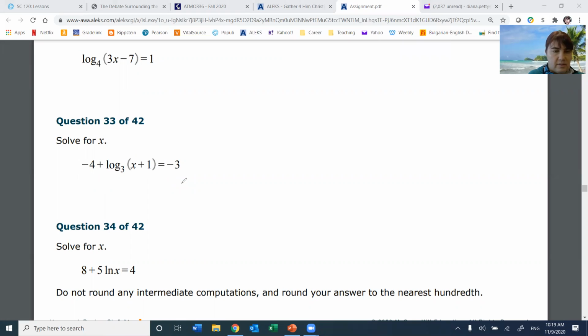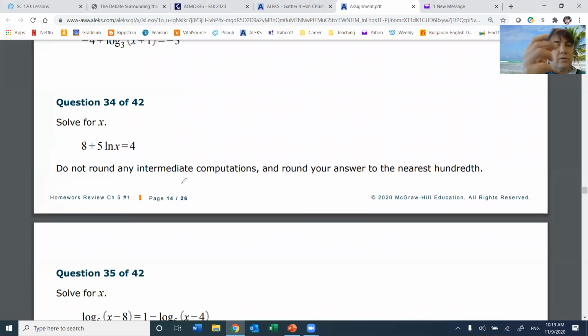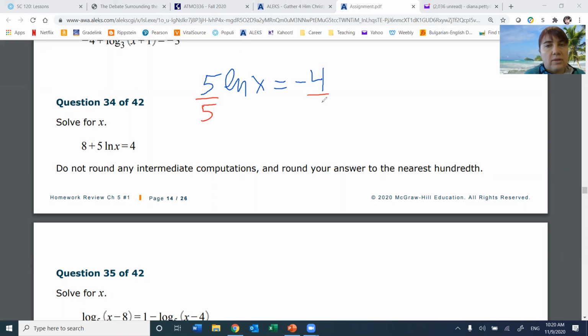So the next one is 34, the same thing again. The only difference here is that this is a natural logarithm. So minus the 8, minus 4. You want to just isolate the logarithm, right? We could put the 5 in as exponent, but let's just do it this way. So then we have logarithm of x equals minus 4 over 5.